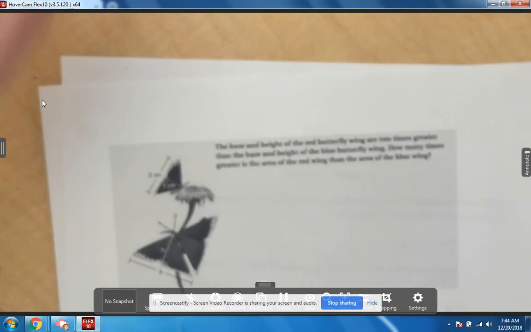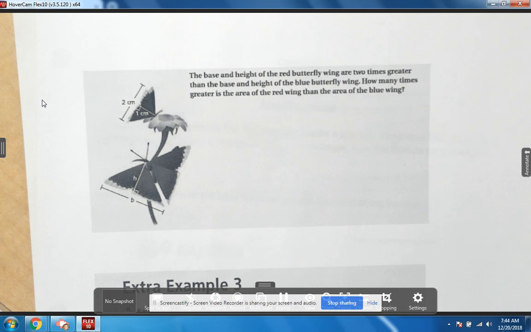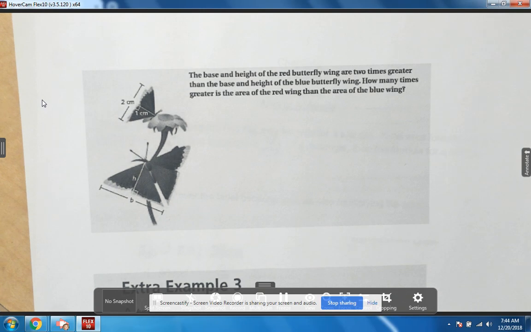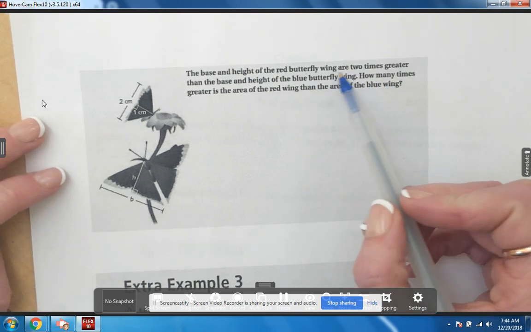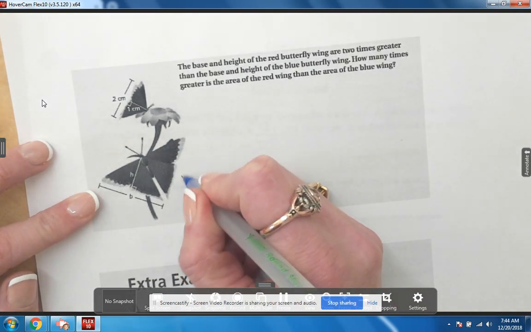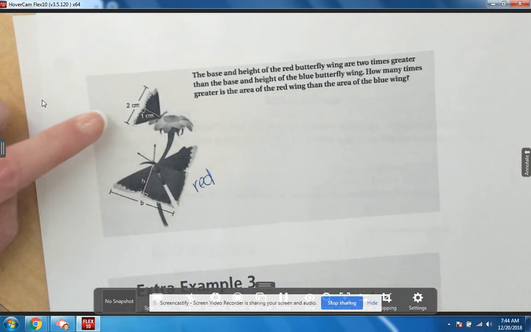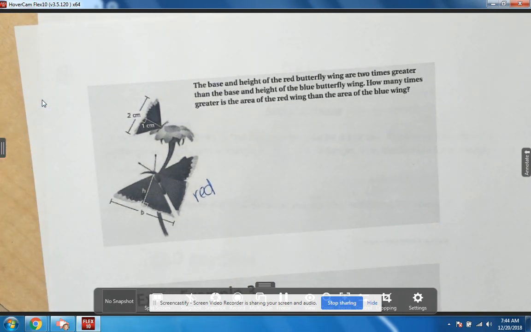Now, this one I'm going to do with you, so I want you to just watch and I'll give you one to try. It says the base and height of the red butterfly wing are 2 times greater than the base and height of the blue butterfly wing. How many times greater is the area of the red wing than the area of the blue wing? So, of course, this didn't photocopy in color. So, let's see. The red butterfly wing is 2 times greater. So, I'm assuming this one has to be the red one. Okay, this is the blue one. So, how many times greater is the area of the red wing than the area of the blue wing?